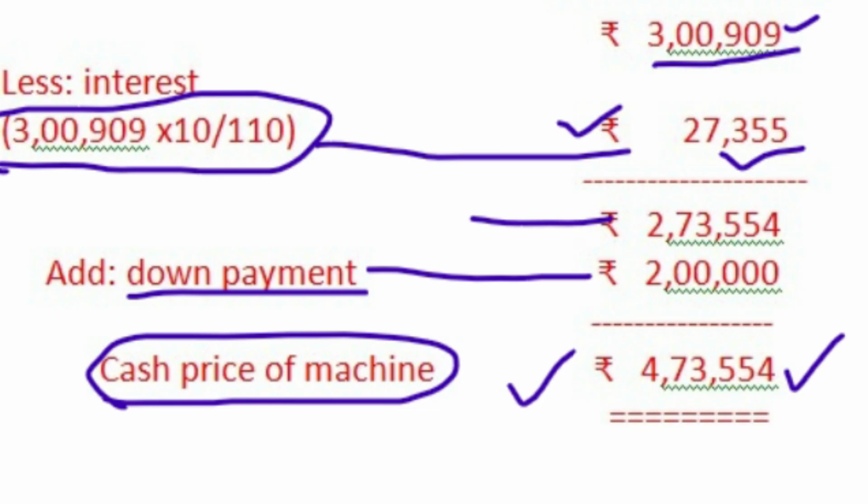If installments are 5, then you will start from the 5th installment less interest, add the 4th installment less interest, add the 3rd installment less interest, add the 2nd installment less interest, and add the 1st installment less interest. And if a down payment is given in the question, then you add it to the balance to obtain the cash price of machine.